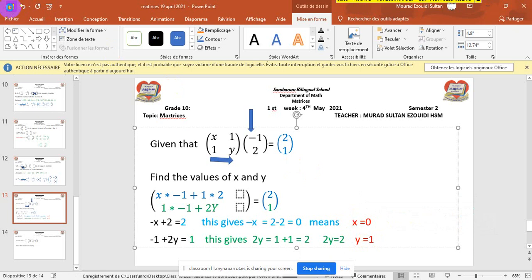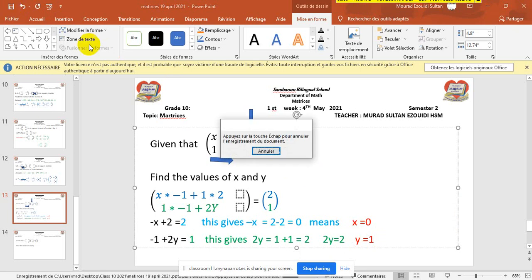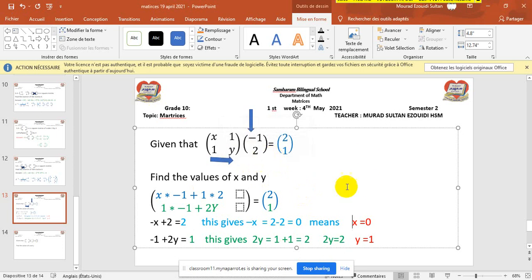I'll just save this. This one is a part of your final exam. Clear? The last slide is a part of your final exam.